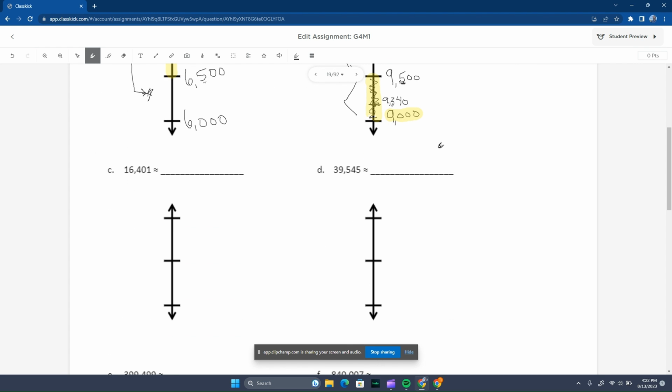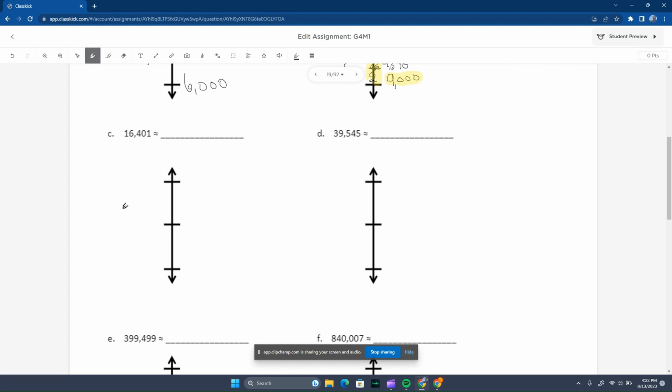C and D get a little bit more tricky because we have now some 10,000s in these examples. Don't get tripped up because we don't change the amount of 10,000s unless, of course, we have a 9, which we're going to see over here in letter D. So this 1 in the greater place value is really just coming along for a ride, as I like to say. So in this case, we're rounding 16,401 to the nearest thousand.